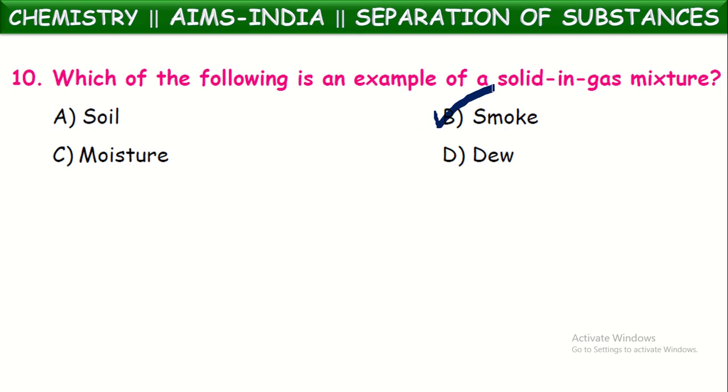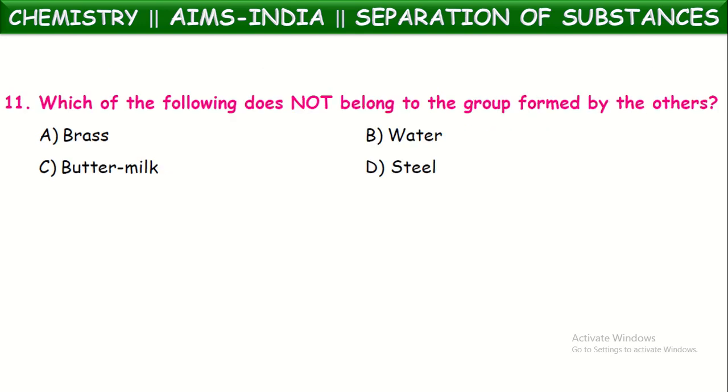So this comes under an example for solid in gas mixture: smoke. Okay, next one. Which of the following does not belong to the group formed by the others? Four substances are mentioned, and one is not related to the remaining group. What are those? Brass, water, buttermilk, steel.